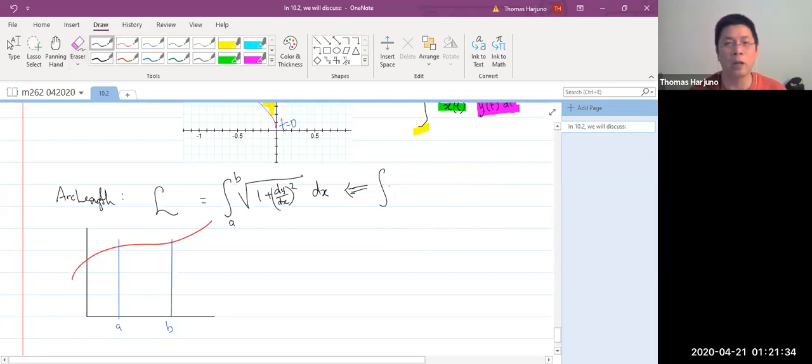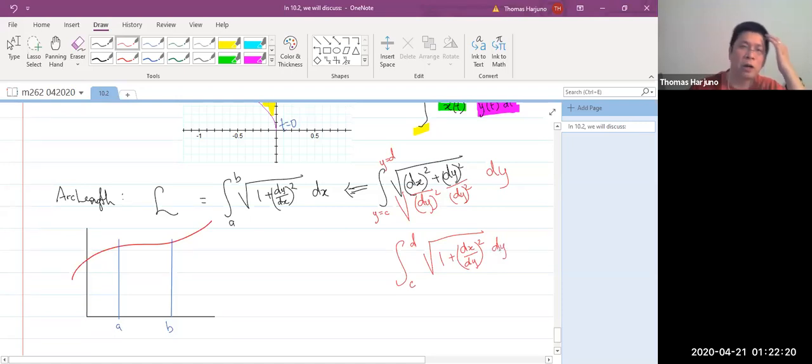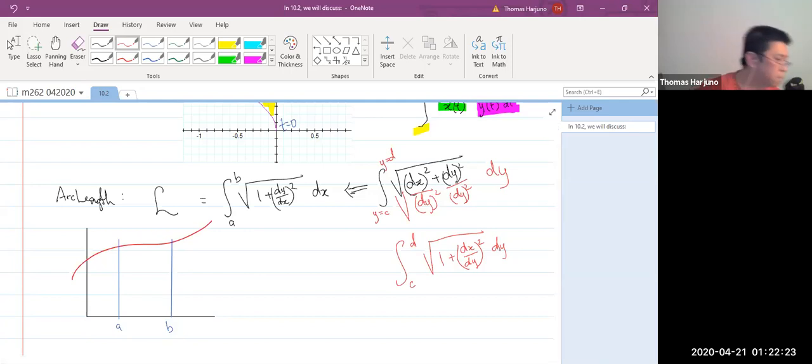Also, we had before that if I want to integrate with respect to y, then I will divide by dy squared inside the square root, and have dy outside here. This becomes y equals c to y equals d, such that the integral becomes c to d of the square root of 1 plus (dx/dy) squared, dy. Now, those two formulas are the formulas we already learned in a previous chapter, or even an earlier chapter. Is it right? I don't remember.